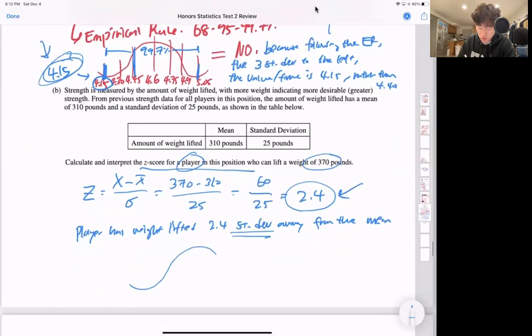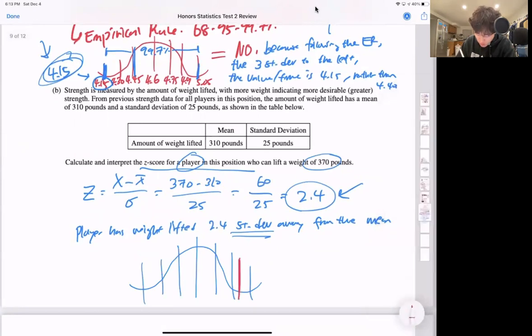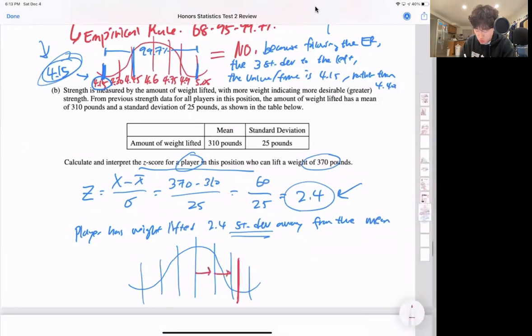So if you were to actually draw this out, mean, 1, 2, 3, 1, 2, 3, this particular player sits somewhere around here, because that's about 2.5 standard deviations moving away. So you can say that this active player is pretty good, moving 2 standard deviations away from the norm, which is right in the center.